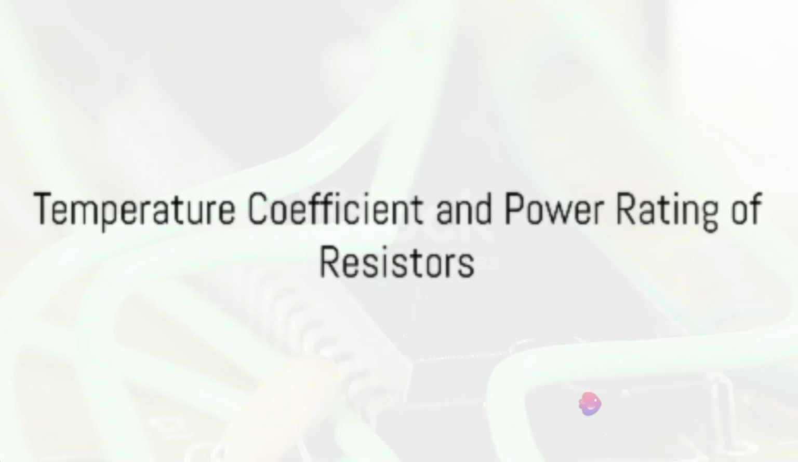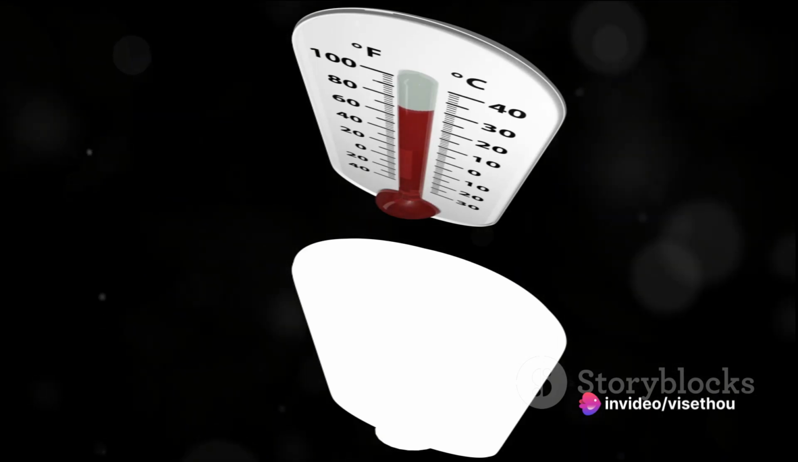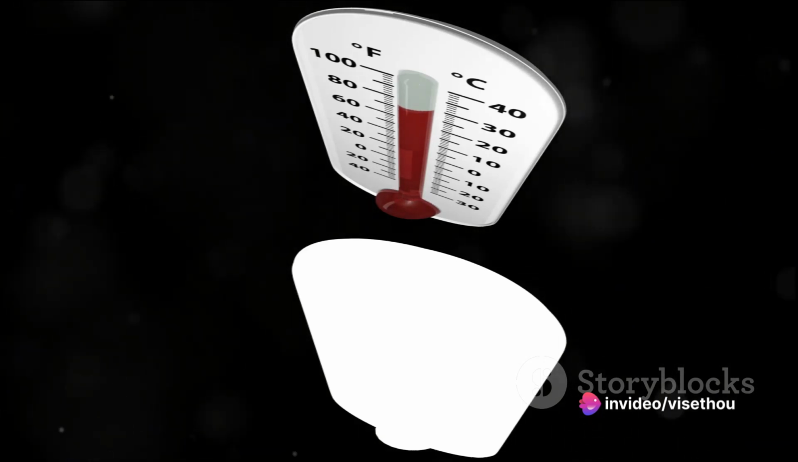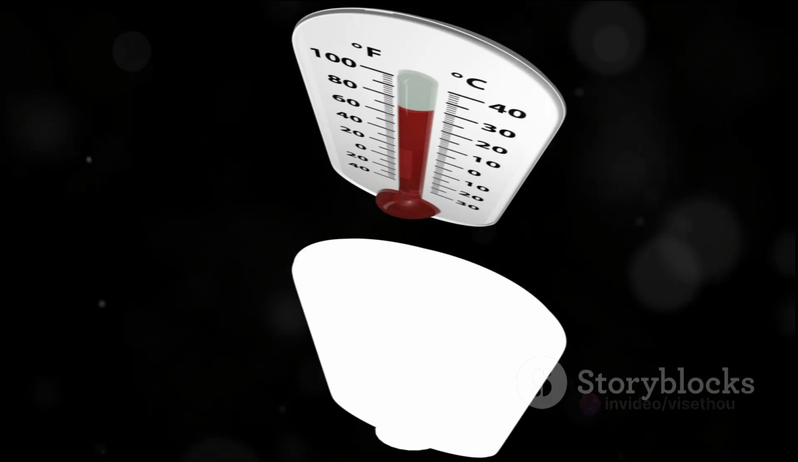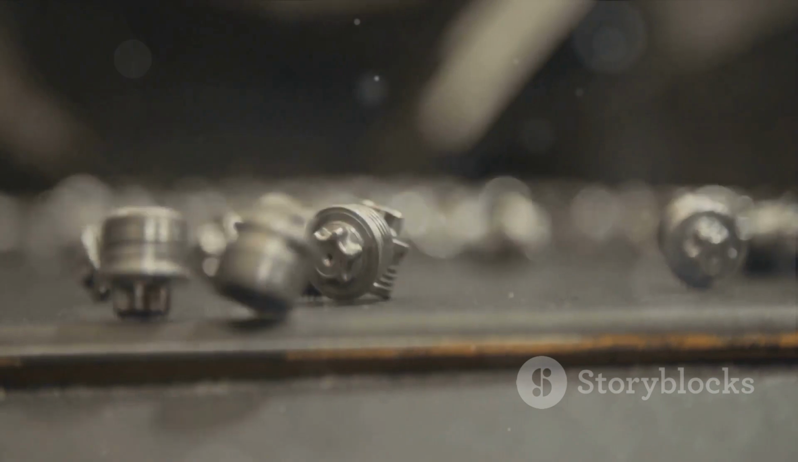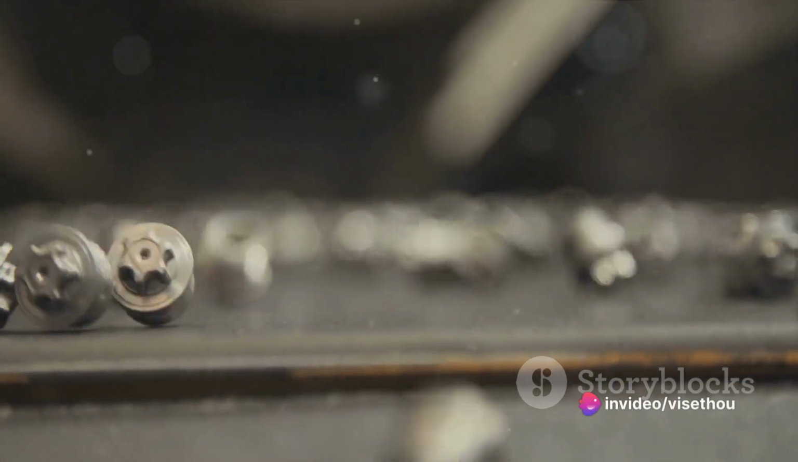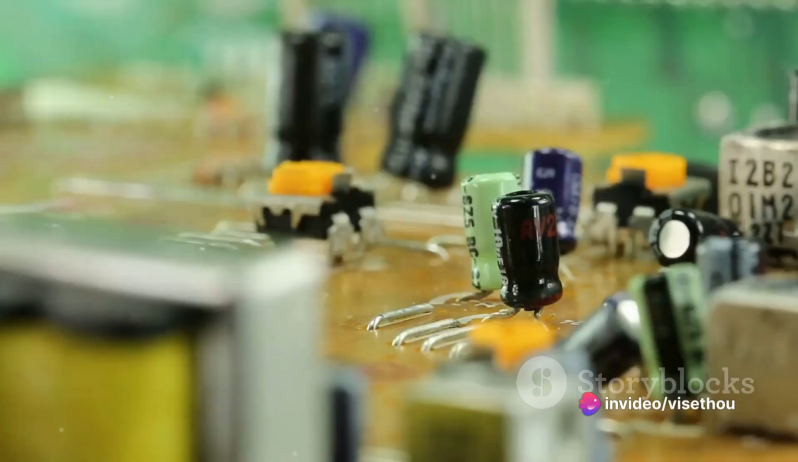The resistance of a resistor typically changes with temperature. Most resistors have a positive temperature coefficient, meaning their resistance increases as the temperature rises. However, some resistors, made from certain metal alloys, exhibit a negative temperature coefficient, where their resistance decreases with temperature.